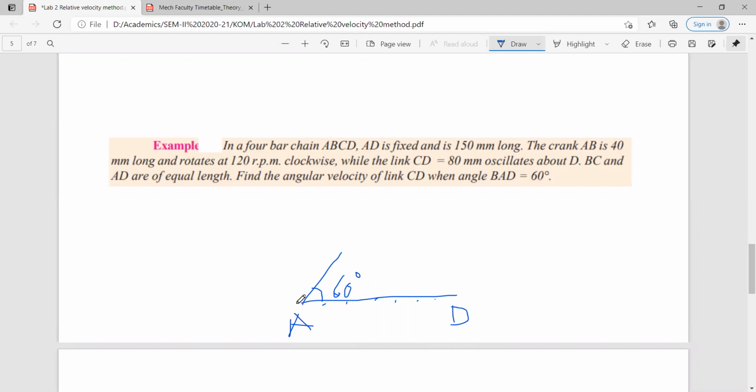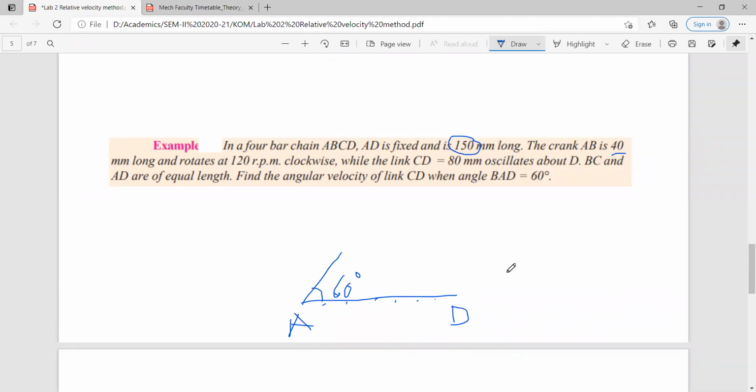Then you take the length AB. Length of AB is how much? 40 mm. So now you decide whether you want to keep it 40 mm or you can reduce it if it is not possible to fit the size of the 4-bar chain here. So maximum size given is 150 mm.